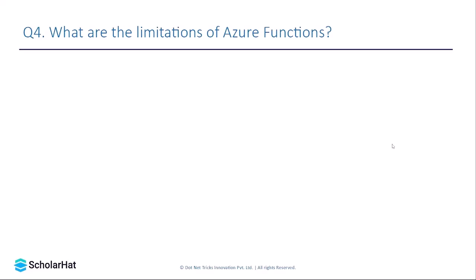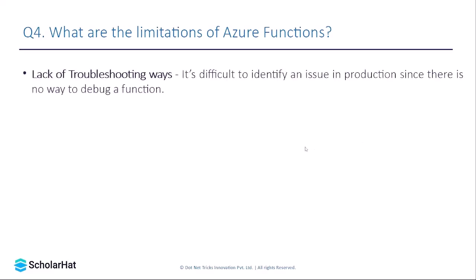Now let's discuss the limitations that could happen within Azure function. The first limitation of an Azure function is a lack of troubleshooting ways. Since we do not have any defined way to troubleshoot Azure function, sometimes it becomes very difficult when we get an issue in the production environment, and it becomes difficult to troubleshoot the Azure function.